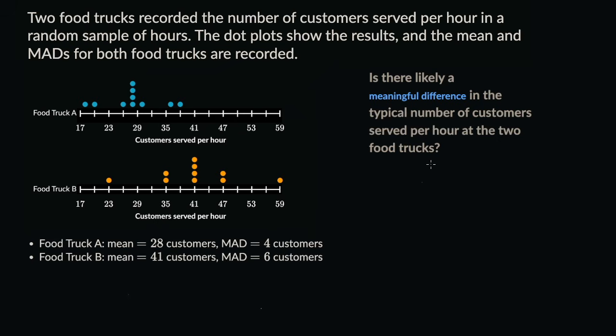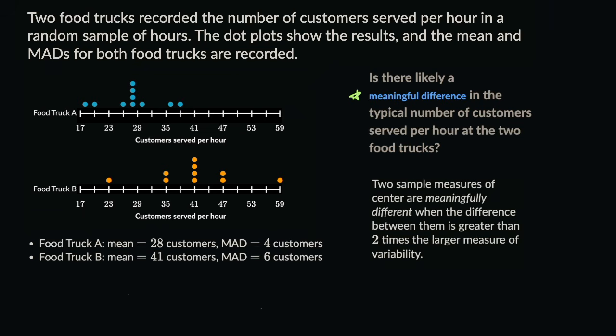Okay, so the first thing you might have wondered is, what is a meaningful difference? How are we actually defining that? Because it seems like a little bit of a squishy word. Well, at least in the context of this exercise and in many classrooms, they might give you a definition like this. Two sample measures of center are meaningfully different when the difference between them is greater than 2 times the larger measure of variability. Okay, so let's look at the difference between these means.